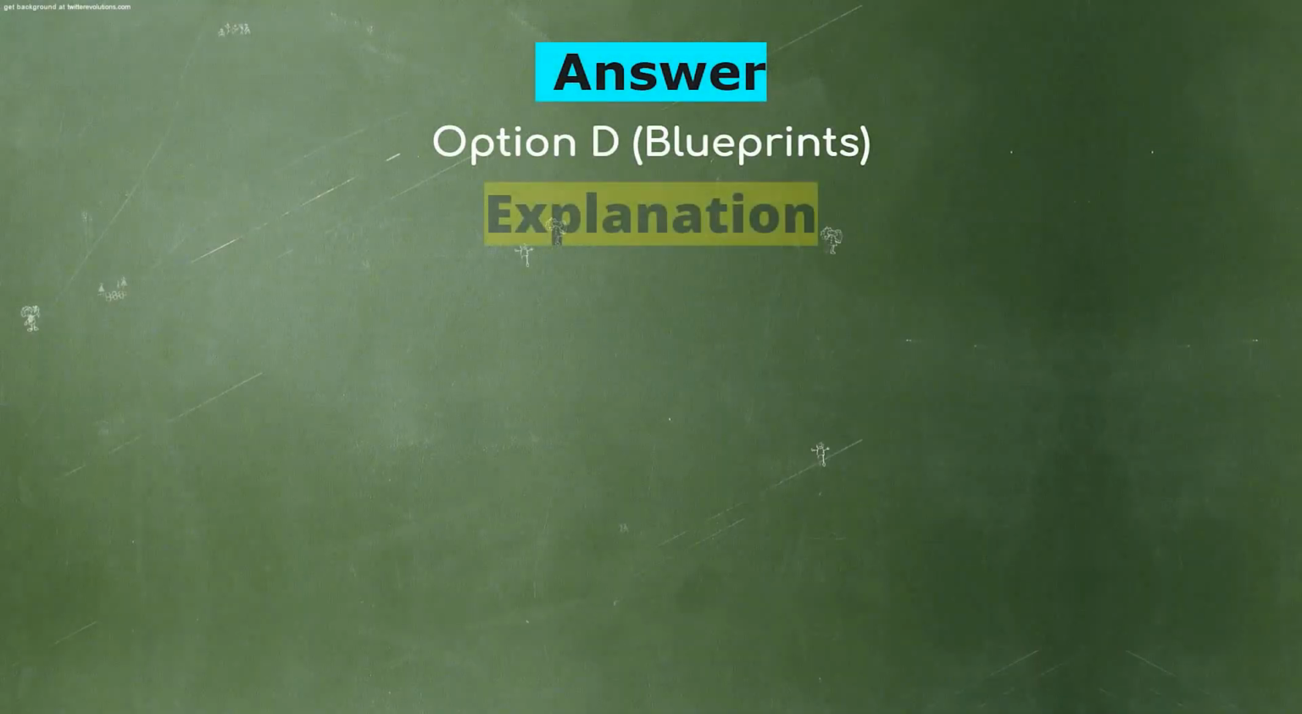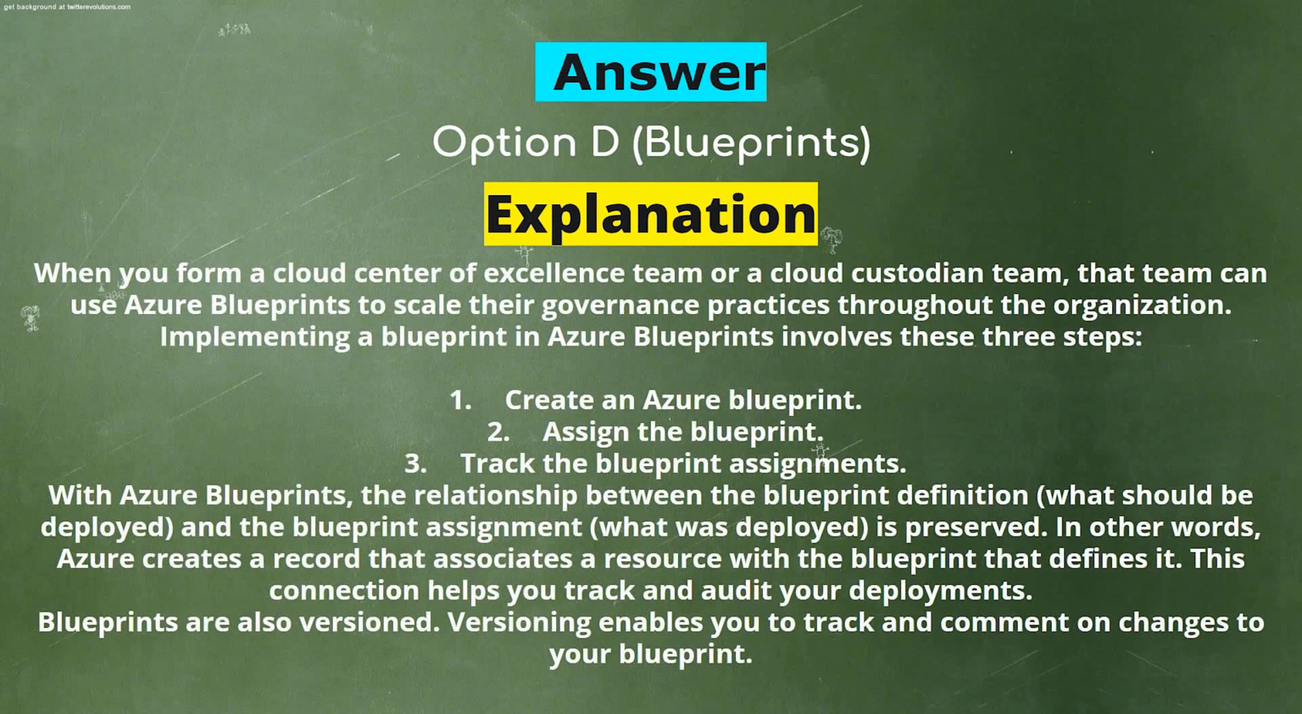Blueprints. Explanation. When you form a Cloud Center of Excellence team or a Cloud Custodian team, the team can use Azure Blueprints to scale their governance practices throughout the organization. Implementing a blueprint in Azure Blueprints involves these 3 steps. Number 1, create an Azure blueprint. Number 2, assign the blueprint. Number 3, track the blueprint assignments.